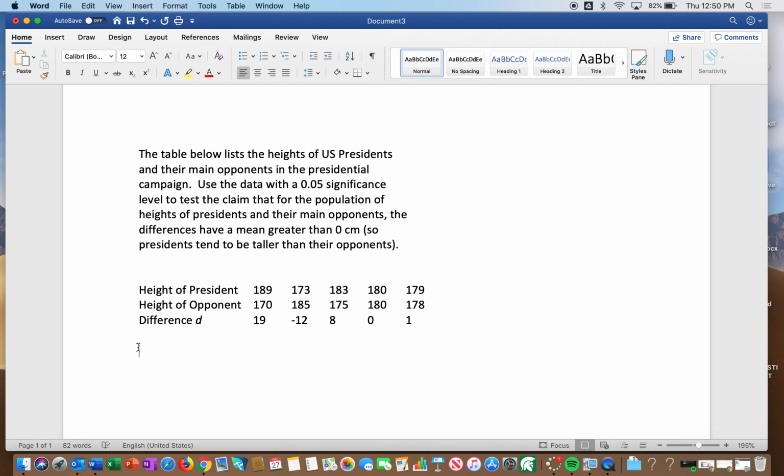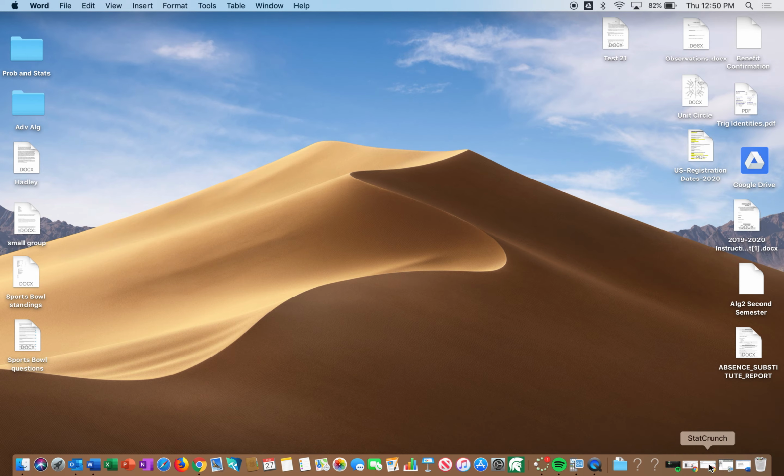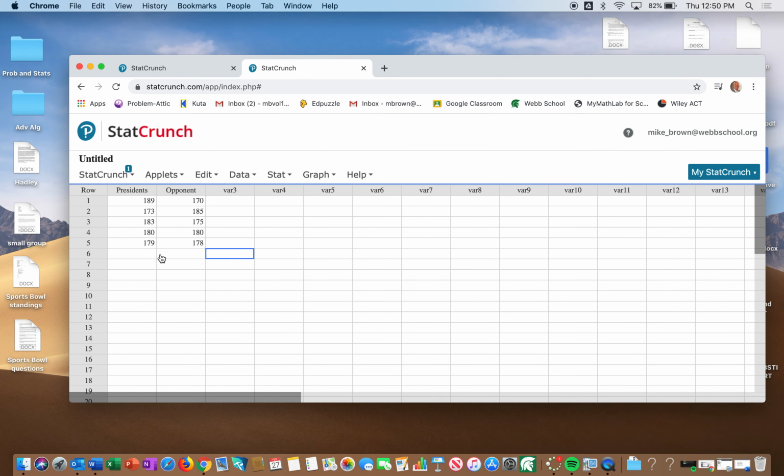Okay, so obviously we have two methods that we always use. One is our calculator, one is StatCrunch. Let's go StatCrunch first today, just to be a little different. There's StatCrunch right there. What I've already done to make things quick is type in the presidents and their opponents. You have to match them up exactly how they come in that table, which I did.